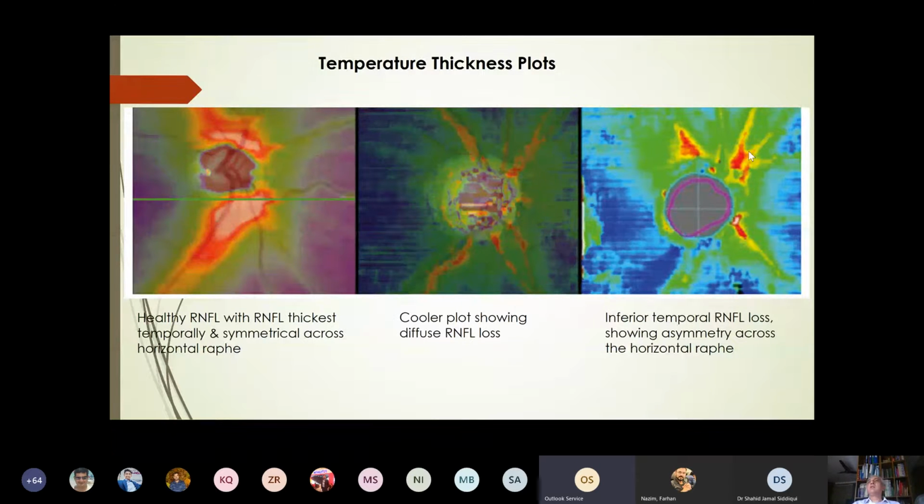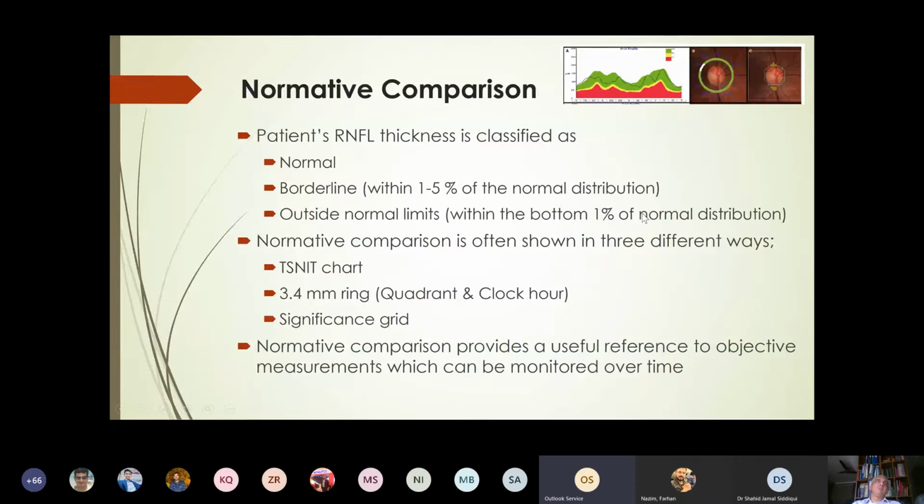And this last one, you can see there is a mixture of both. The infratemporal area is green, while the supratemporal area is red. That means that in the inferior area there is retinal nerve fiber layer thickness, while in the superior there is not. So we'll just go on to the next. There might be a lag with somebody, but the next one is the normative comparison, which you see.